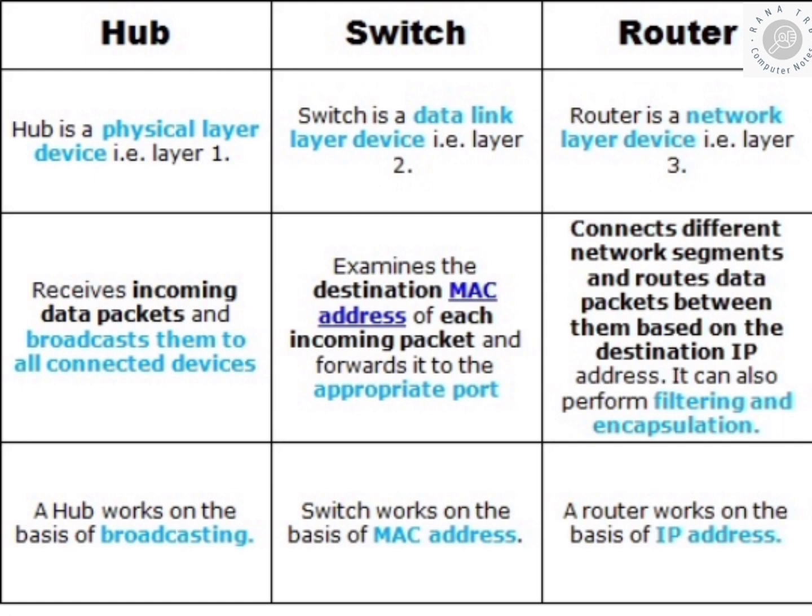But again the router is more intelligent than hub and switch. What it means is, depending upon their IP addresses, different segments of networks can share the data within the network segments. It has two more additional functions, like filtering and encapsulation. Hub works based on broadcast, switch works on MAC address, router works on IP address.